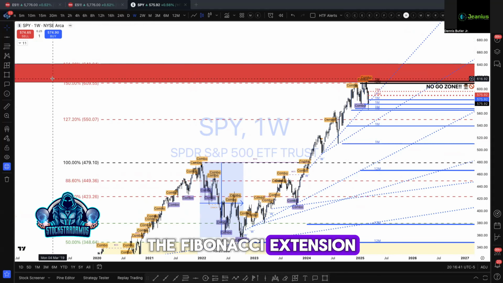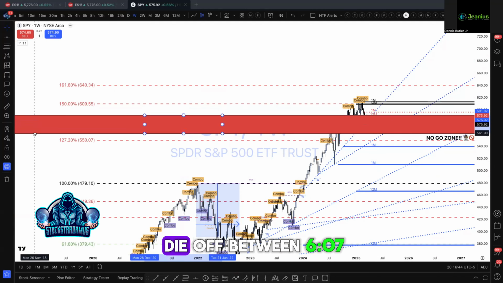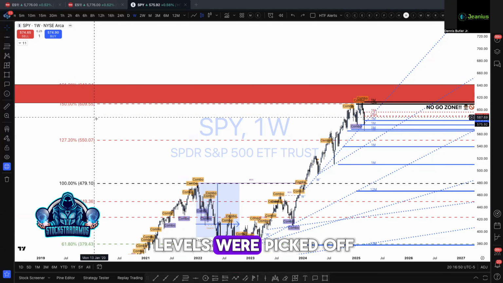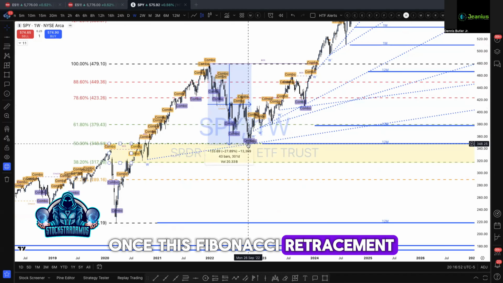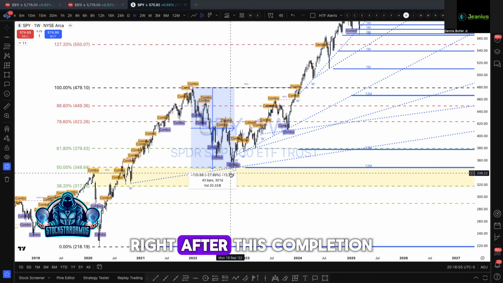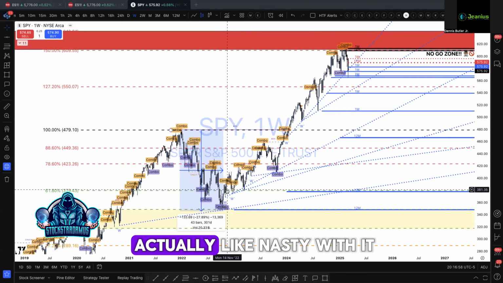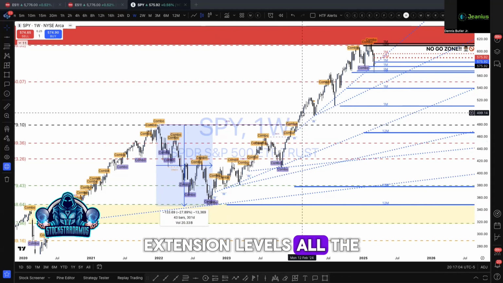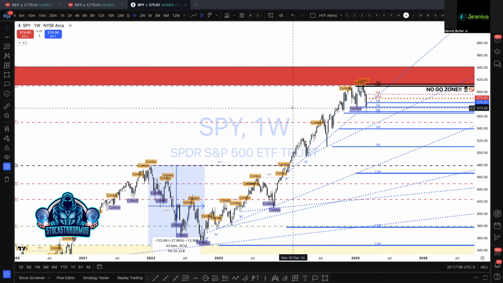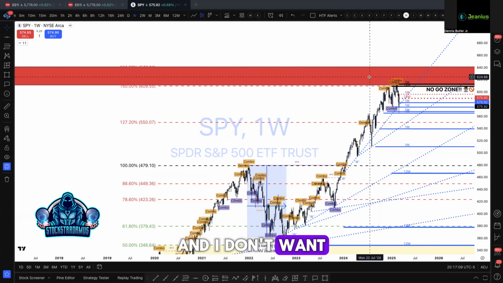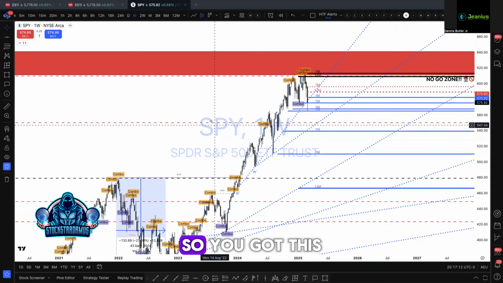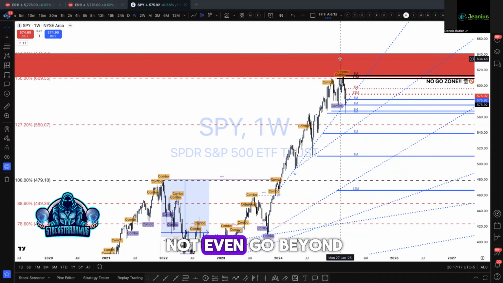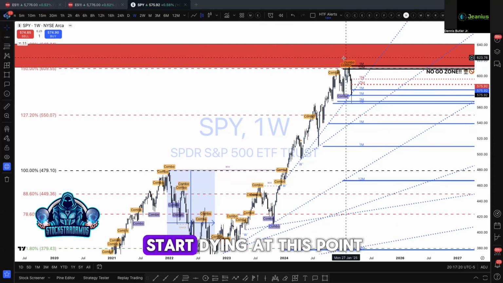The Fibonacci extension says that it should die off between 607 and 640. Now, mind you, these levels were picked off once this Fibonacci retracement was completed here, and the extension was put on right after this completion was happening. So if somebody was actually nasty with it, they would have basically played these Fibonacci extension levels all the way until here, which is where you have this no-go zone, and I don't want to see nobody using my no-go zone. That's my shit. So you got this no-go zone here where, for me, I expect price to not even go beyond this point. I expect price to start dying at this point.